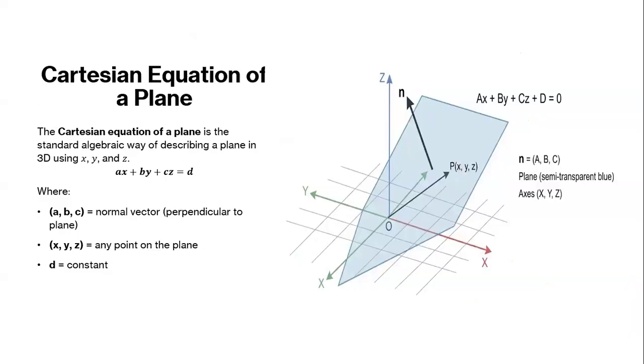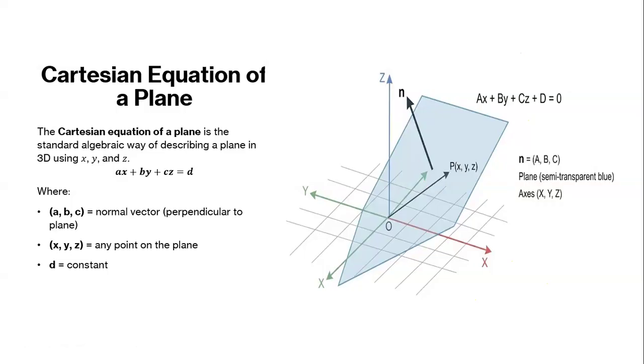The Cartesian equation of the plane is the standard algebraic way of describing a plane in 3D using x, y, and z. So ax plus by plus cz equal to d, where a, b, and c are the components of the normal vector perpendicular to the plane, x, y, and z are any points on the plane, and d is the constant. So looking over here, you can see where x, y, and z is pointing.